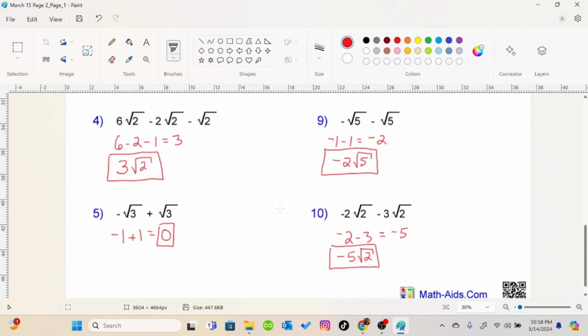If you have any questions about how to add and subtract radicals, please use class time to ask for further clarification.